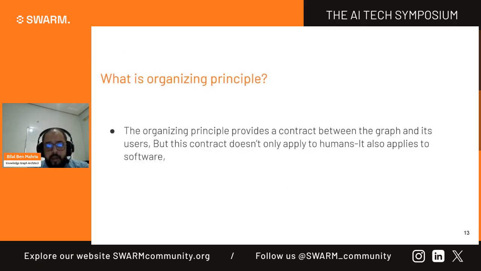Now, what is the organizing principle? Generally, the organizing principle provides a contract between a graph and its users, but this contract does not only apply to humans, it also applies to software. Let us now check the first organizing principle. The first organizing principle is the property graph.